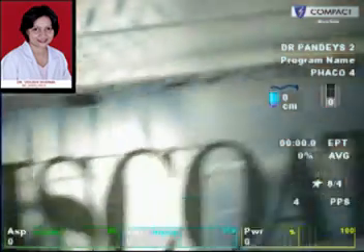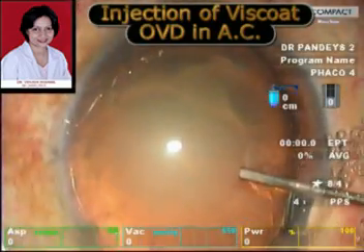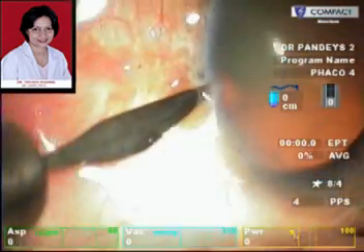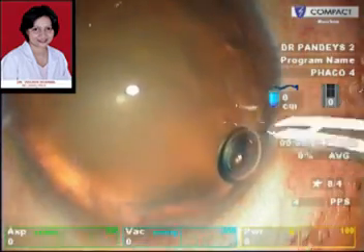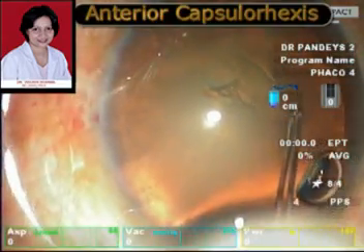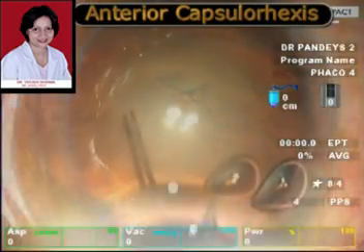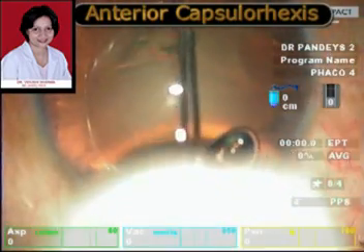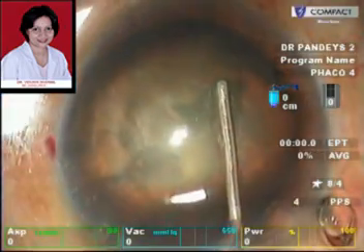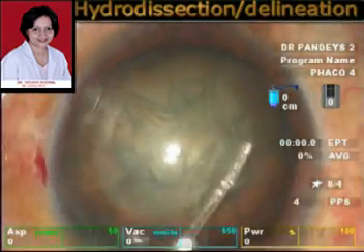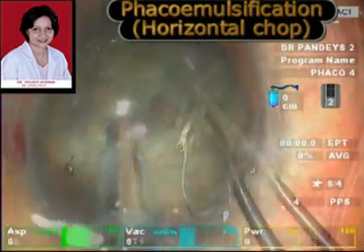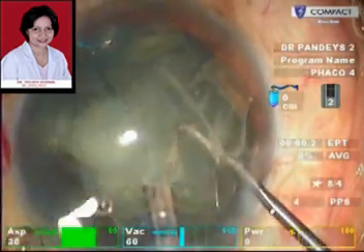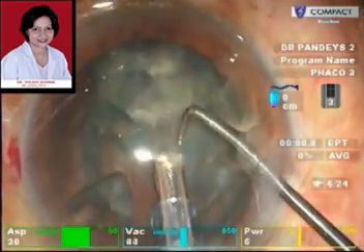Now here we are doing the routine phacoemulsification with a side port incision. Viscoat has been injected into the anterior chamber to coat the corneal endothelium to avoid any corneal endothelial damage, especially during the silicone oil removal. An anterior capsular axis is then performed, followed by hydrodissection and hydrodelineation. We remove the cataract in a normal fashion, performing a horizontal chop and then aspirating the nucleus fragments.